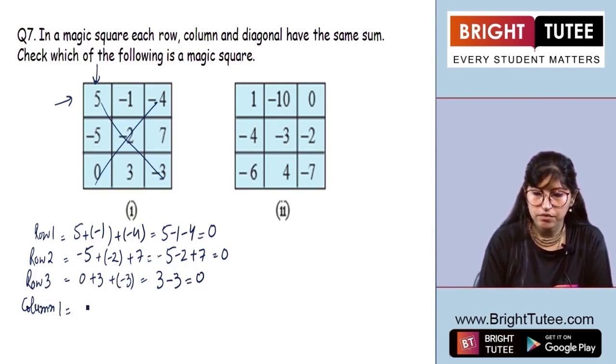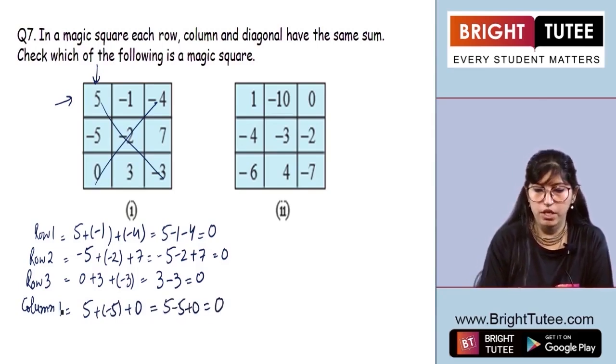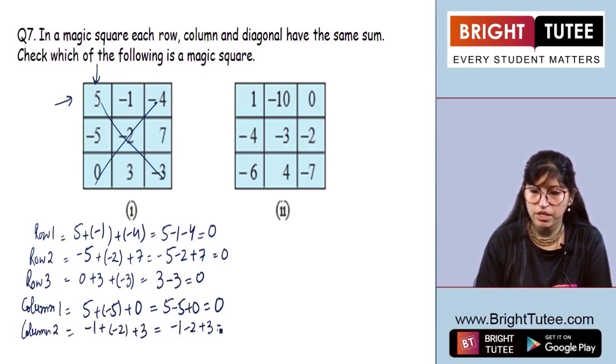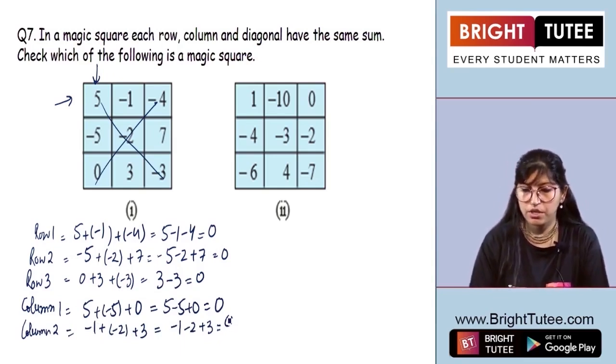So column 1 is 5 plus minus 5 plus 0. So 5 minus 5 plus 0 will be 0. Let's move on to column 2 now. Minus 1 plus minus 2 plus 3. So minus 1 minus 2 plus 3. Minus 1 minus 2 is minus 3. Adding 3 to it will become 0.